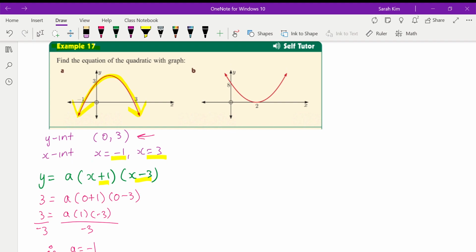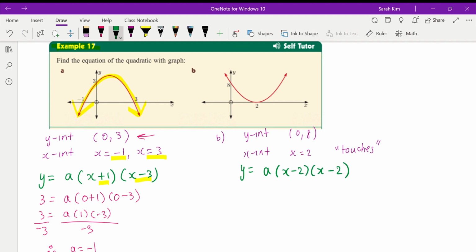Alright, let's do b. For b, I start writing my key information. So as a coordinate, it's 0, 8. And my x-intercept, as you can see with this one, it only has 1 at x equals 2, and it touches. Now what this means is, it's like a 2-factor. So when I write my equation, it's basically meaning that both of the factors look like this, which can also be written as this, up to you how you want to write it.